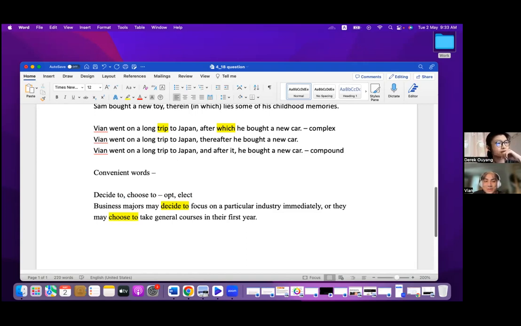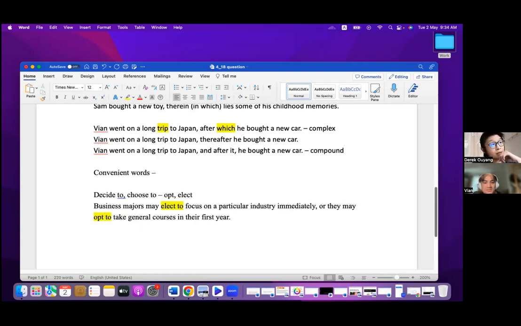I know opt is weird. But it's a very good word. Use the word. It's a very, very good word. So if we simply change the first decide to elect, and then we change the second choose to opt, congratulations, you just get some extra points on your word choices.